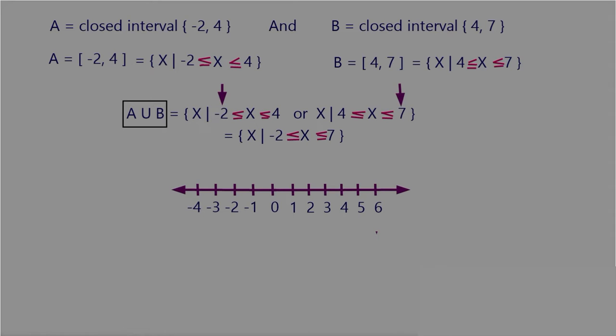We use a closed circle to represent -2 on the number line as it is included. +7 is also included, so we draw a closed circle at 7 to represent that. Next, we draw a line connecting both circles together to get the union.